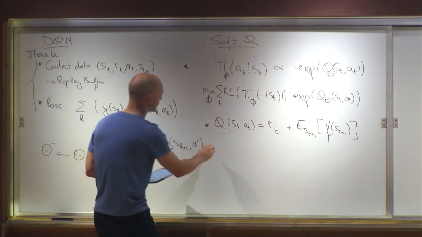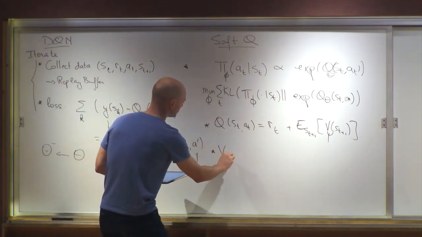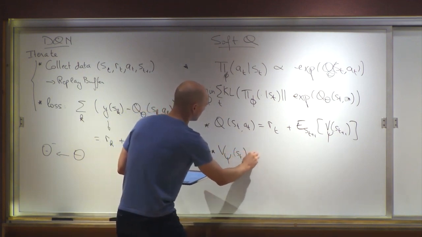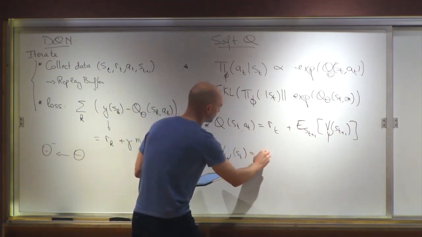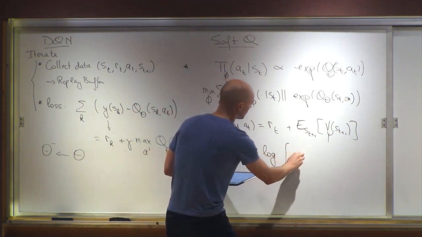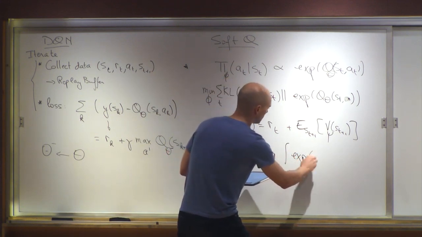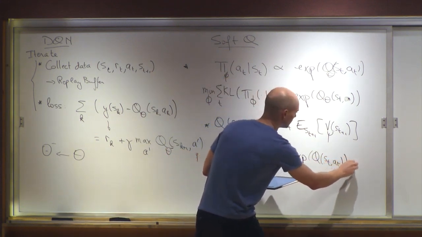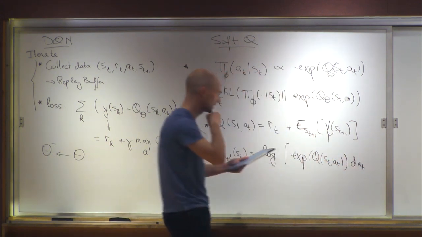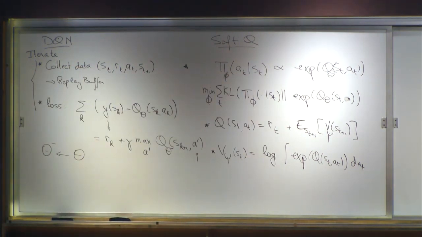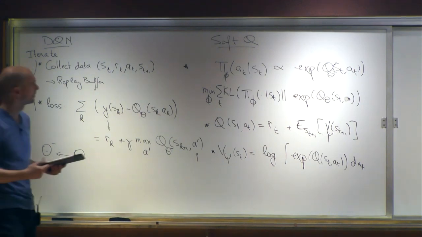And our value function will be equal to the softmax over Q values: log integral exp Q(s_t, a_t) integrated over possible actions we could take at that time. And so now we're keeping track of three things: a value function, a Q function, and a policy.